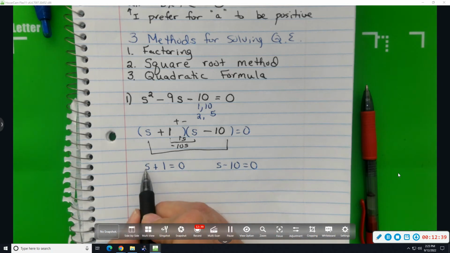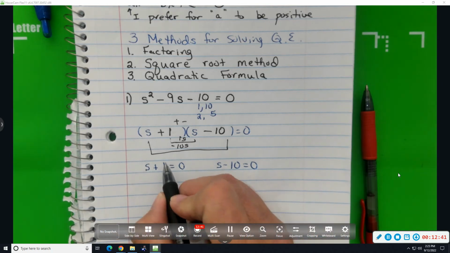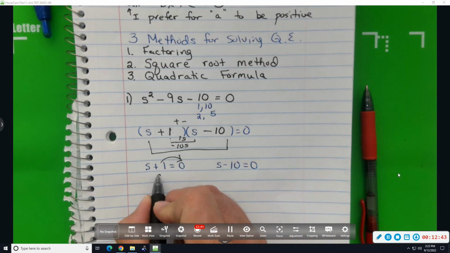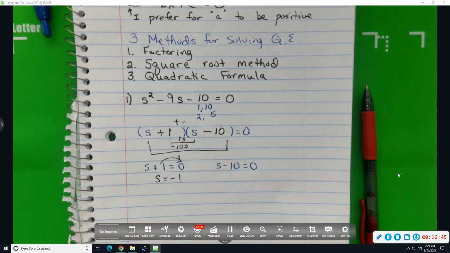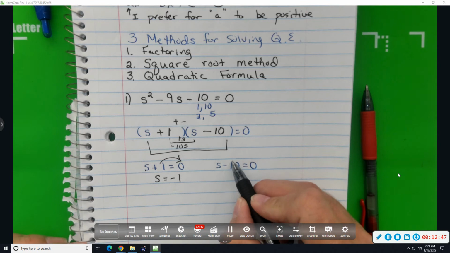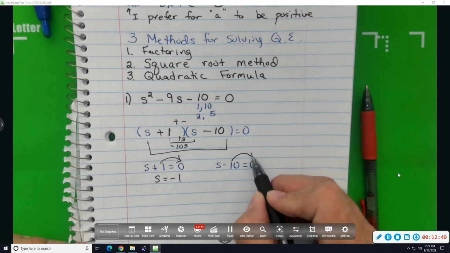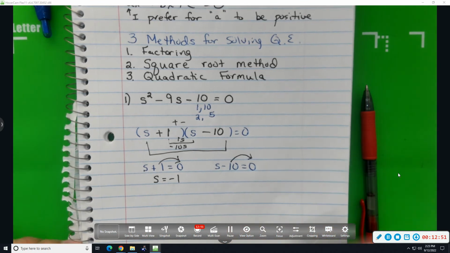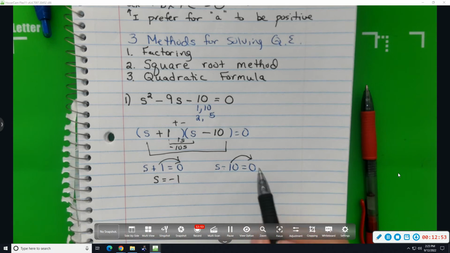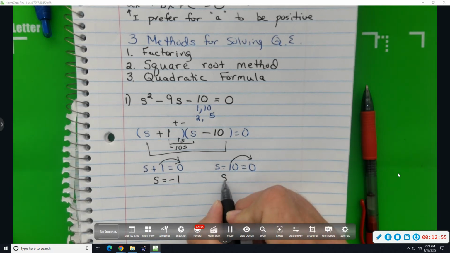What do I do to get this s by itself? Yeah, move that 1 over. Theoretically, you're performing the opposite operation to both sides of the equation. Beginning with addition and subtraction, the opposite of subtracting 10 is adding 10.